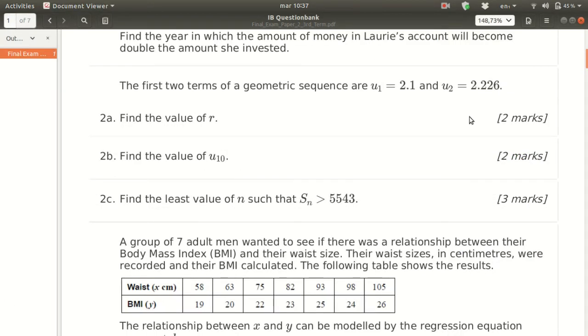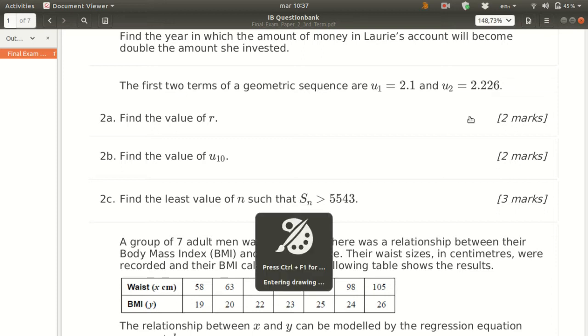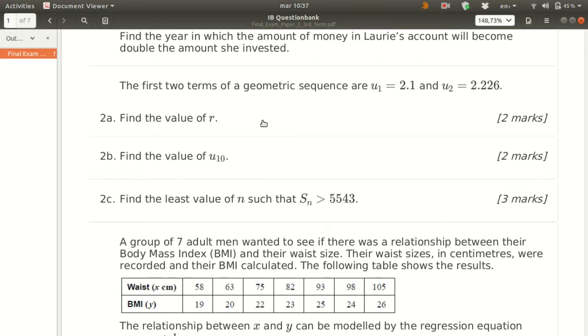All right, let's look at question number 2. The first two terms of a geometric sequence are u1 is equal to 2.1 and u2 is equal to 2.226. Find the value of r. So we know that u2 is just u1 times r. So u2 divided by u1 would be equal to r, which means 2.226 divided by 2.1 is r.